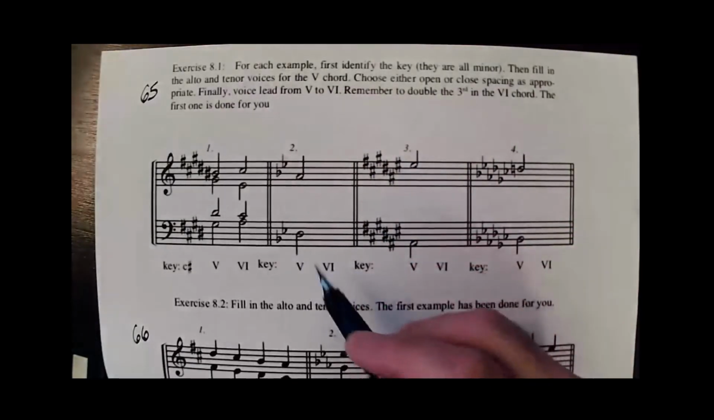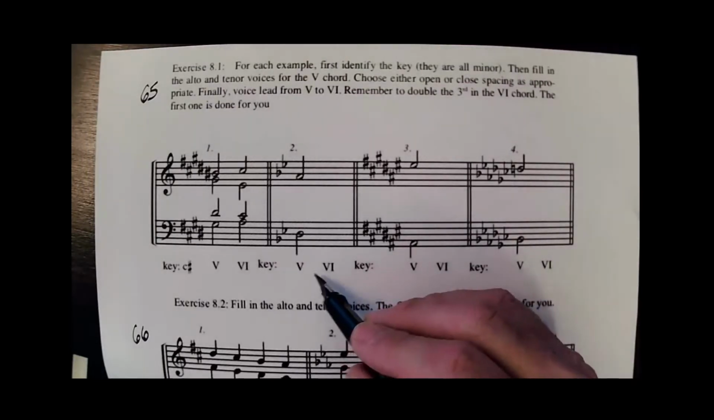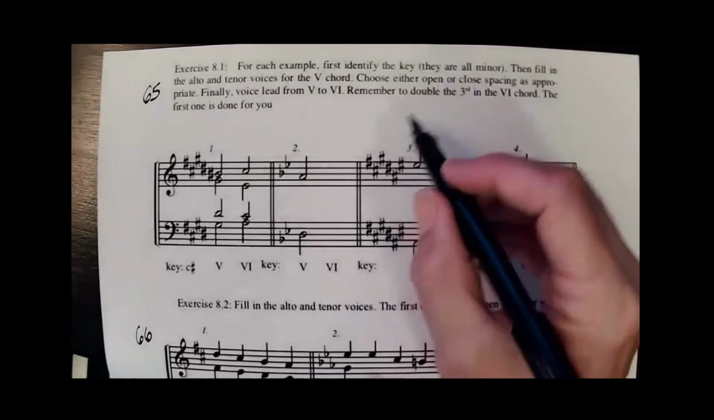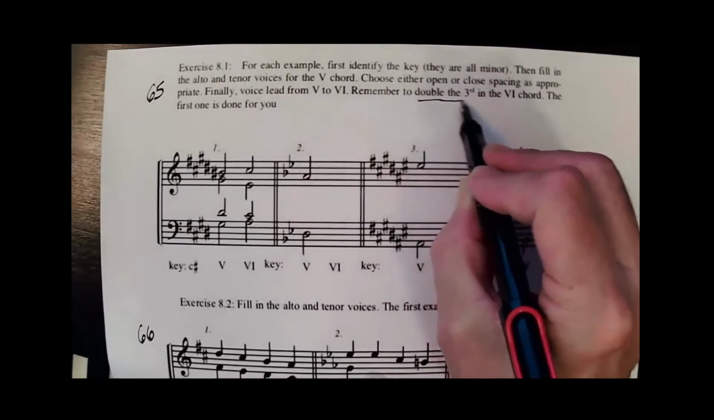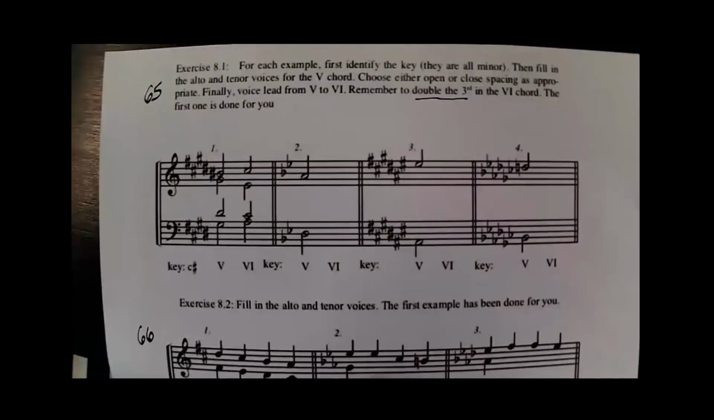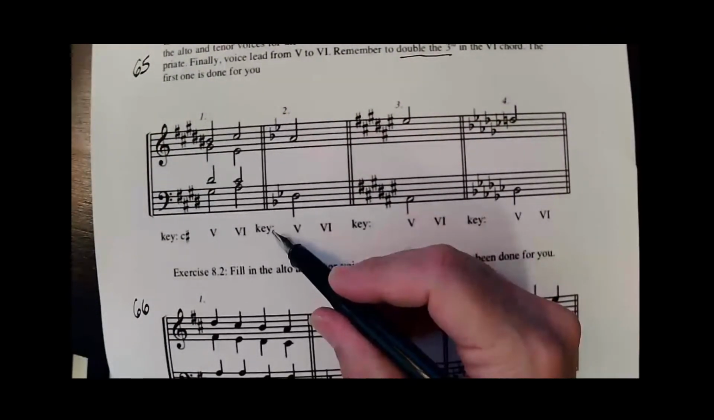Remember, because these are all involving that very special situation where 5 goes to 6 in a minor key, you're going to be doubling the third in each one. It's a rather unusual situation, but you have to learn how to do it, and this will help you with that. So let's go ahead and just identify the key first.